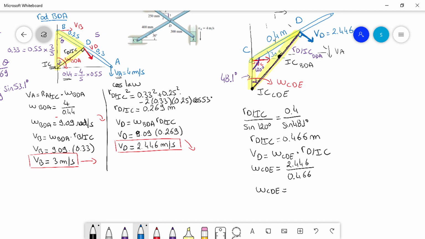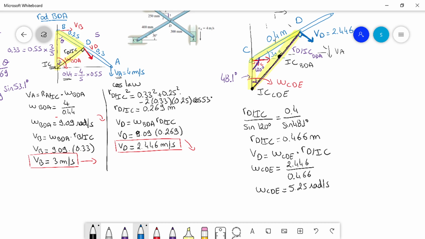So omega CDE is equal to 2.446 divided by 0.4659, which is 5.25. Let me check. Okay, yes, I see it there. 5.25 rad per second. And we are almost there.